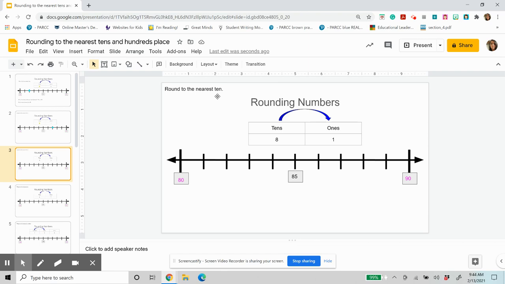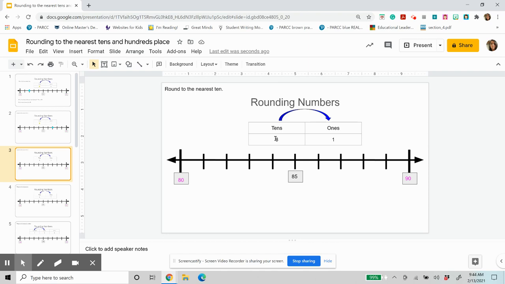Again, we want to round to the nearest 10. So our number is 81. There are 8 tens, and there's 1 one. So I first want to say to myself, what two tens am I talking about? 81 comes between what two tens? It comes between 80 and 90, and then 85 is right in the middle.